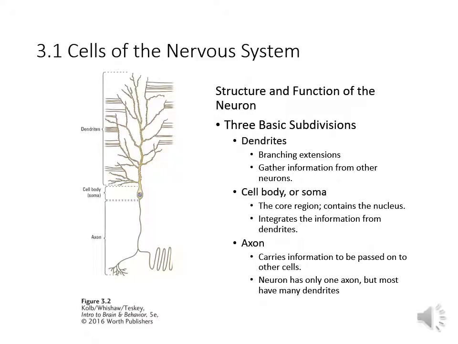The basic structure of the neuron has 3 divisions. The dendrites, which are these branching extensions like a tree branch up at the top, gather information from other neurons. The cell body, also called the soma, is the core region. It contains the nucleus and some other organelles, and it integrates the information received from the dendrites. And then the axon: neurons never have more than one axon, but they might have many dendrites, and the role of the axon is to carry information on to other cells.